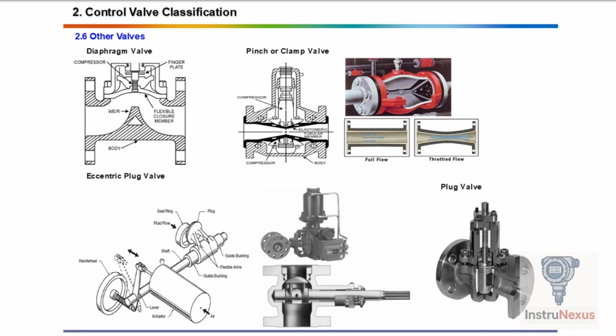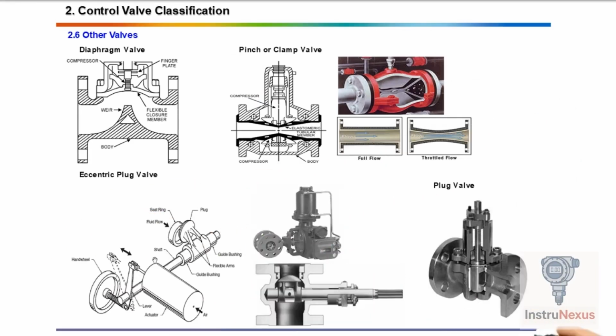2. Pinch or clam valve. Next, we have the pinch valve, also called a clam valve. It operates by pinching a flexible tube or liner inside the valve body. When the compressor mechanism is tightened, it pinches the liner and blocks the flow. It's perfect for highly abrasive or fibrous fluids, just like squeezing a hose shut.